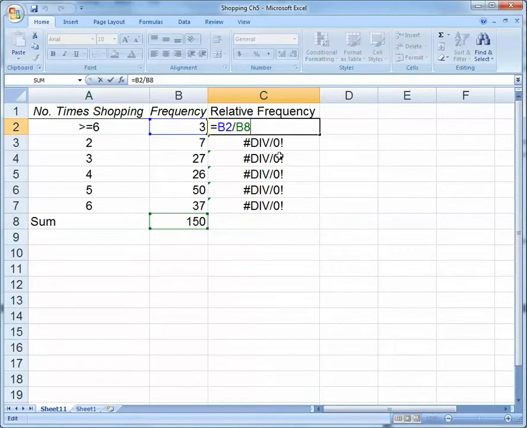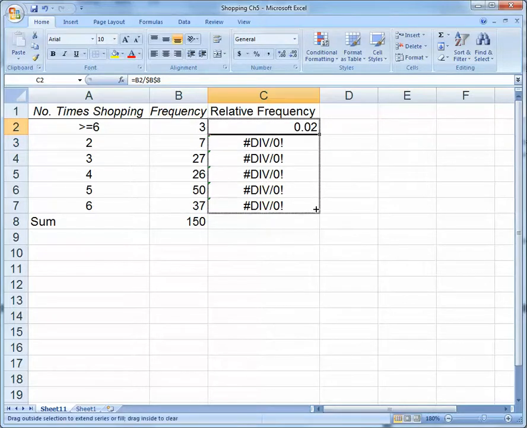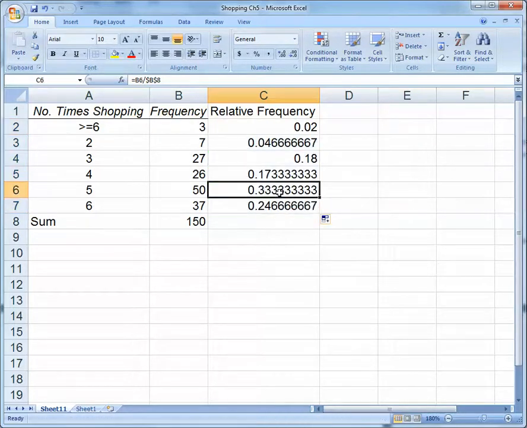But anyway, what I need to do is make that B8 an absolute cell reference. So by hitting F4, I'll put $ signs around that B8 address. And now, when I copy that, each cell you can see says $B$8, and I've got my values.